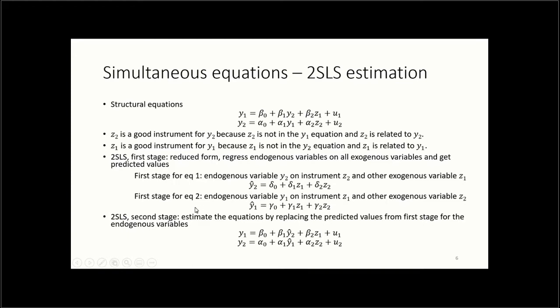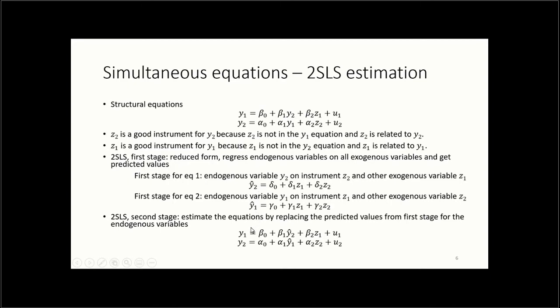Now, on the other hand, the first stage for equation 2 would be for the endogenous variable y1. So this is for the second equation. This will be the endogenous variable. So what we're going to do is estimate a model now of y1, and then Z1 would be the instrument. So Z1 would be the instrument from here for Y1. And then we would still be including Z2, which is an exogenous variable here. So from these equations, we're going to be getting the predicted values that we have here.